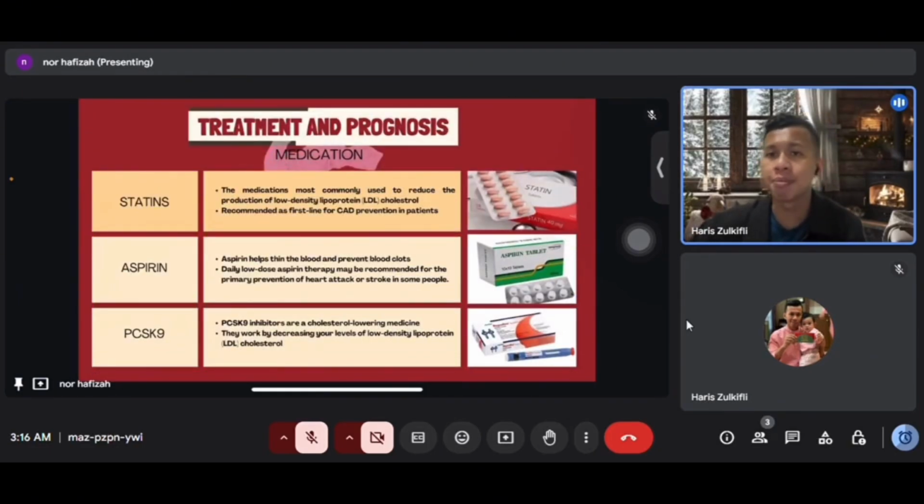Okay, next is treatment and prognosis. For medication, we have statins, the medication most commonly used to reduce the production of low-density lipoprotein cholesterol. It is recommended as a first line for CAD prevention in patients. The next one is aspirin. Aspirin helps thin the blood and prevent blood clots. Daily low-dose aspirin therapy may be recommended for the primary prevention of heart attack or stroke in some people. And the last one is PCSK9 inhibitors, a cholesterol-lowering medicine. They work by decreasing your level of low-density lipoprotein cholesterol.